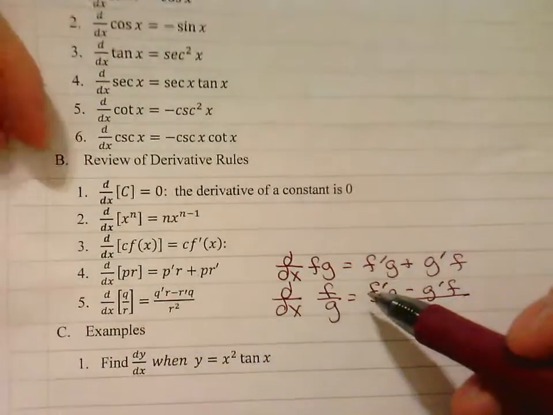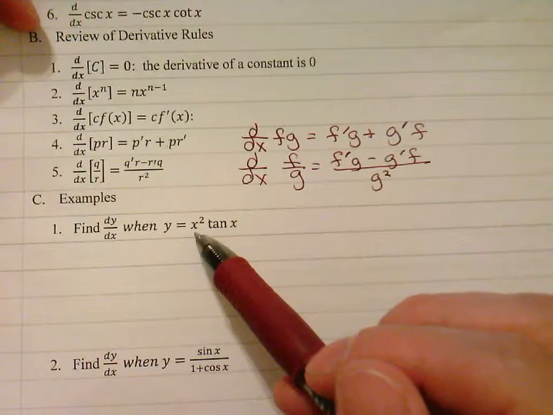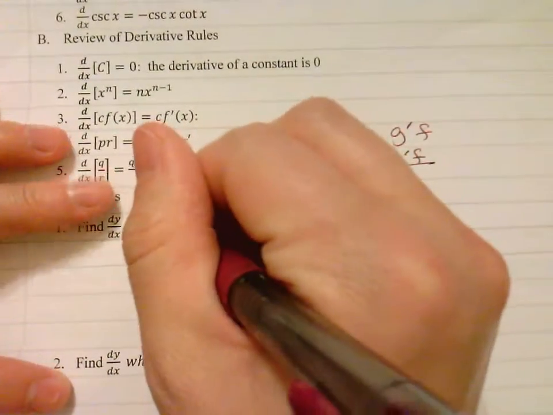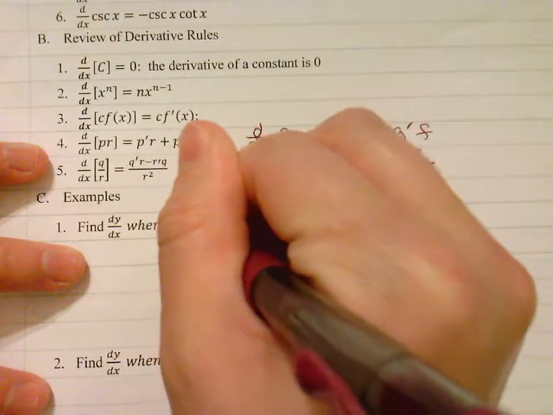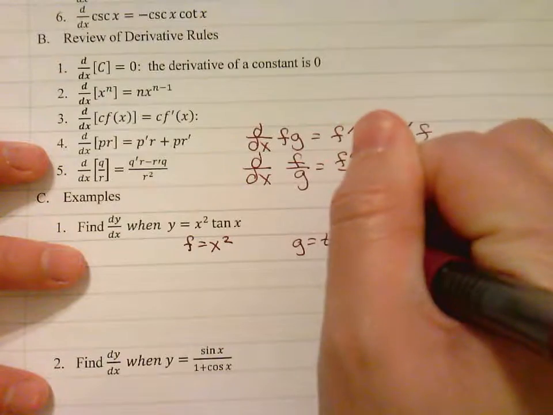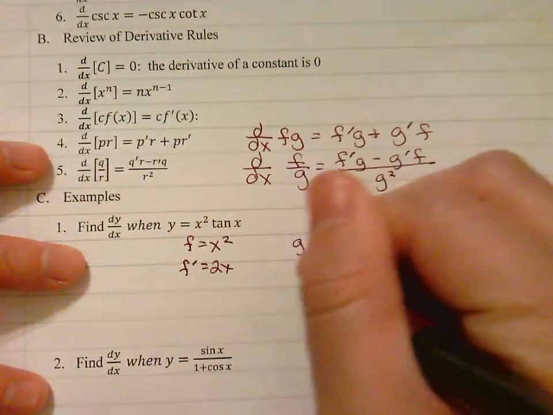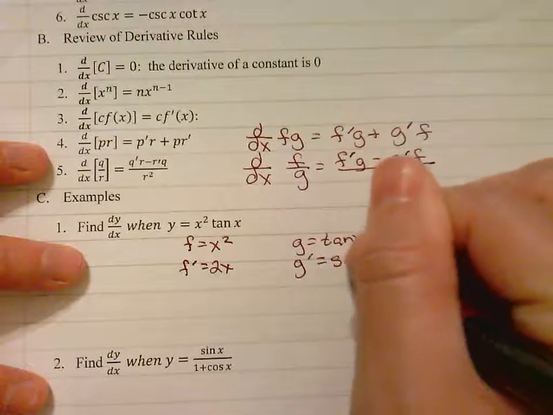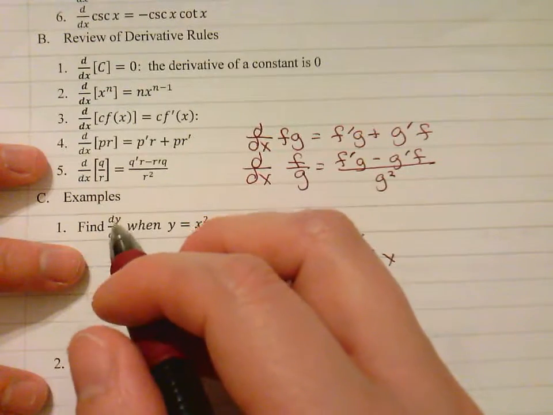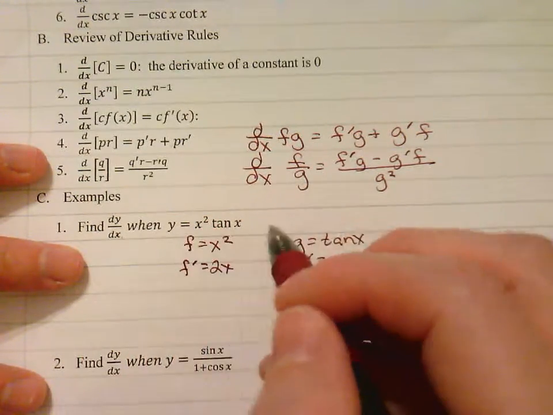Okay? So we're going to look at our first one. So this is the product rule because we have one function multiplied by the other function. So f is x squared. G is going to be tangent of x. So then f prime is 2x and g prime is secant squared x. So find dy over dx, so that just means find the derivative when y equals x squared tangent x.